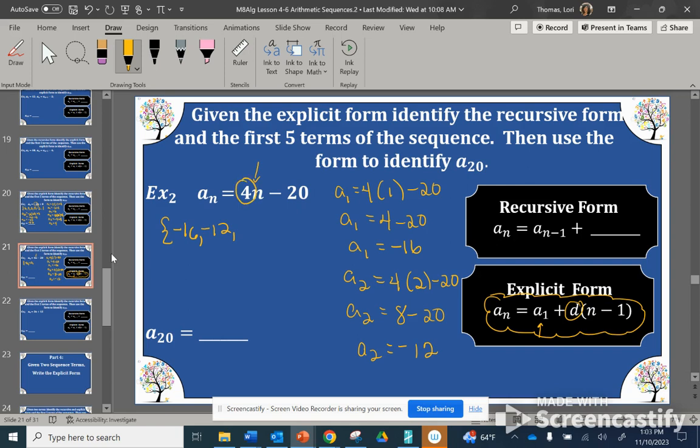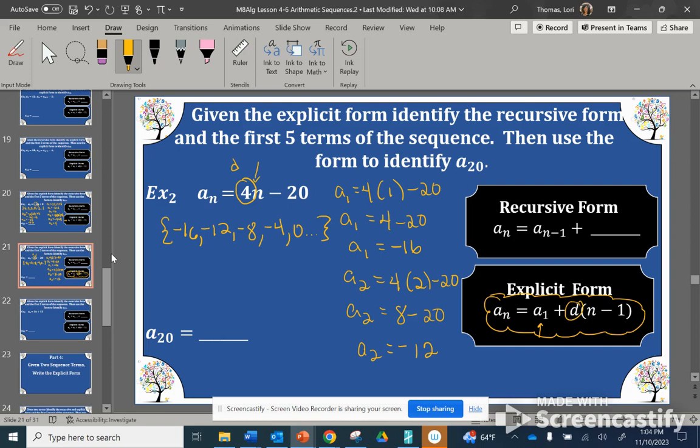So we can now just apply that common difference and add 4 to each term. We could still plug in a 3 and do the math, but now that I see the pattern going on, I'm just going to apply my common difference. So negative 12 plus 4 is negative 8. Negative 8 plus 4 is negative 4. And negative 4 plus 4 is 0.